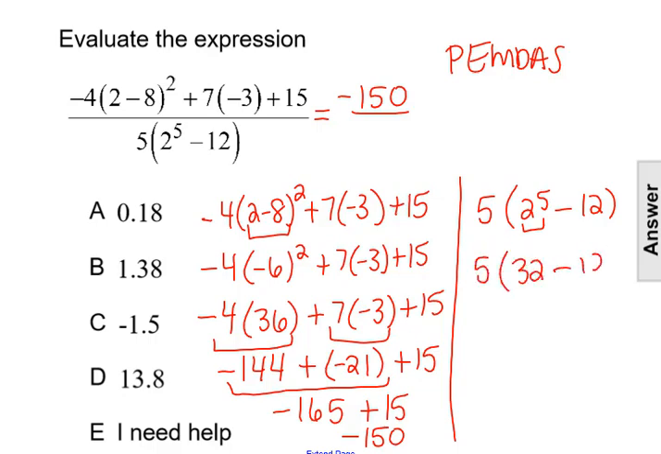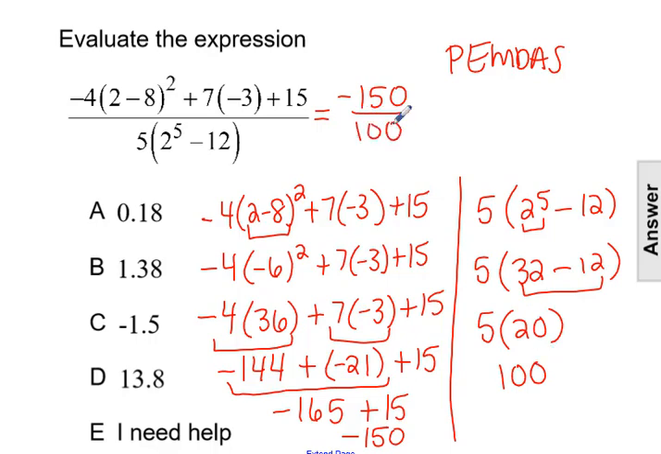That's 2 multiplied 5 times. So then we have 32 minus 12. So that will give us 5 times 20. And then 5 times 20 is 100. So the completely simplified denominator is 100.